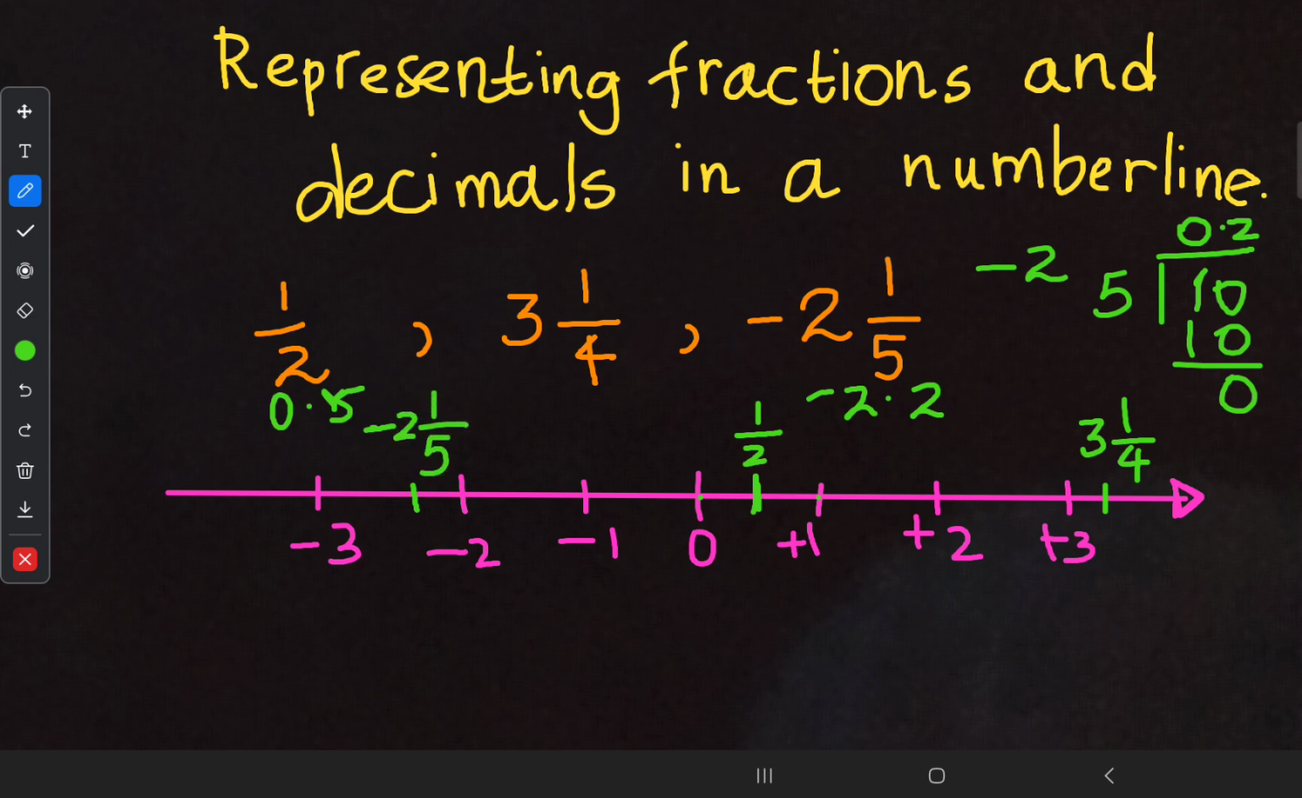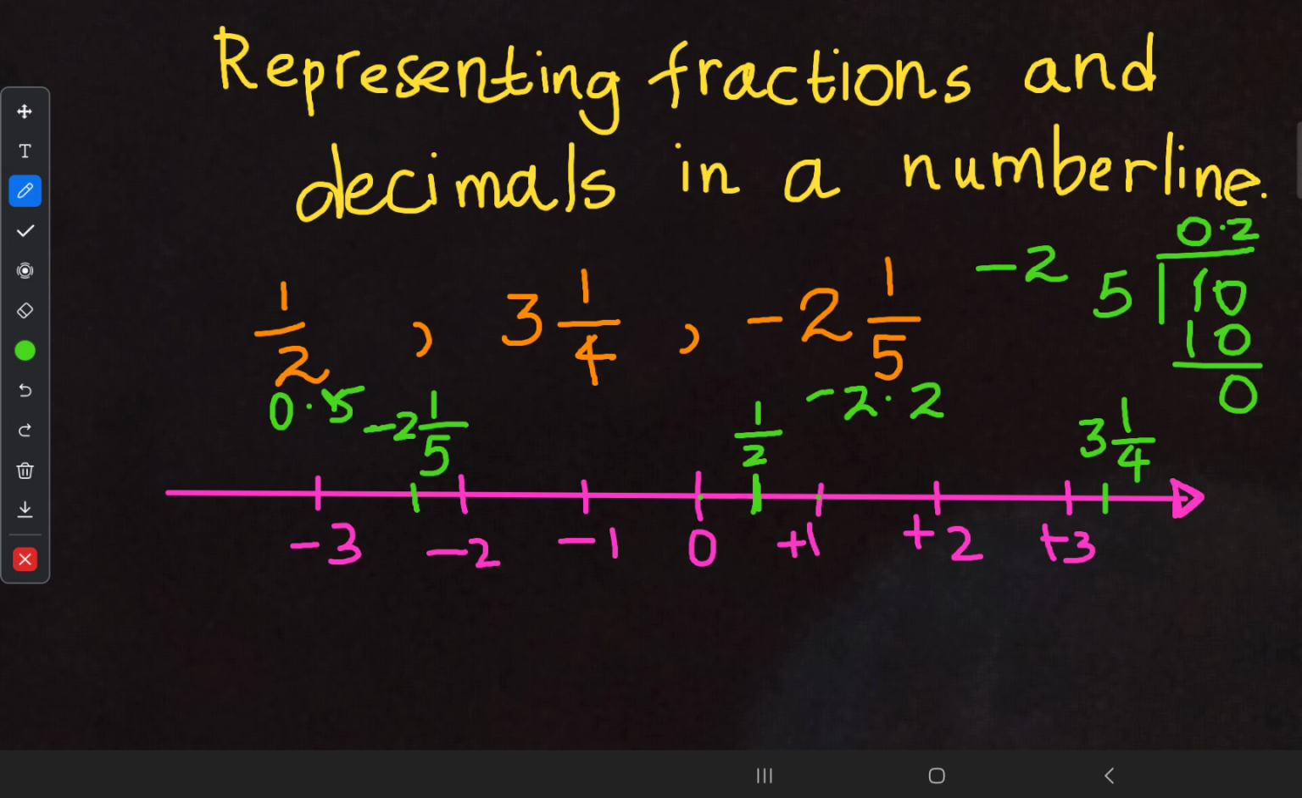You have to understand where to place each particular value comparatively. These are comparative values. So half should be located in between 0 and 1. We know that, which is why I marked it here. 3 and a quarter means 3 with a quarter, so that is somewhere greater than 3. And negative 2 into 1 upon 5 should be somewhere less than negative 2, in between negative 2 and negative 3. This is the way you have to interpret data.